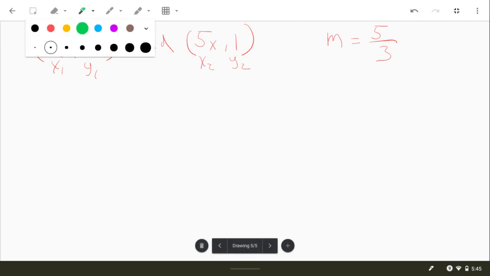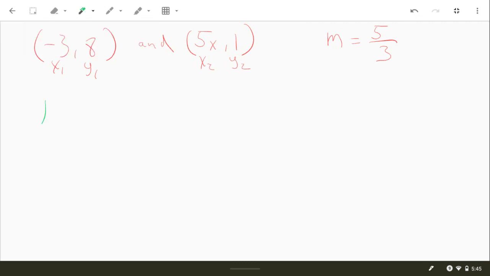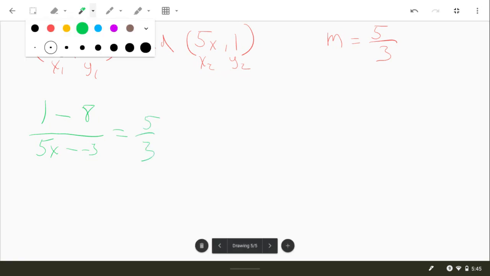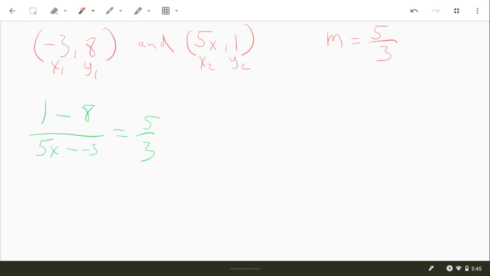So the formula goes, y2, which is 1, minus y1, which is 8, over x2, which is 5x in this case, minus the negative 3, which is x1. All right, and that's supposed to equal 5/3, because that was our slope. All right, let's see here. We can go ahead and combine those. That's negative 7 for these two.